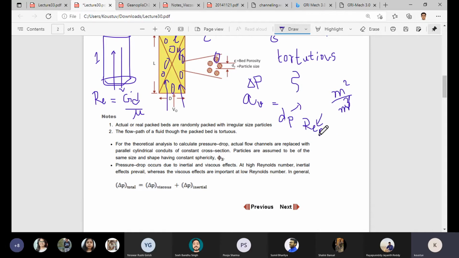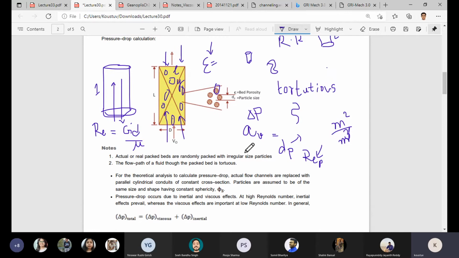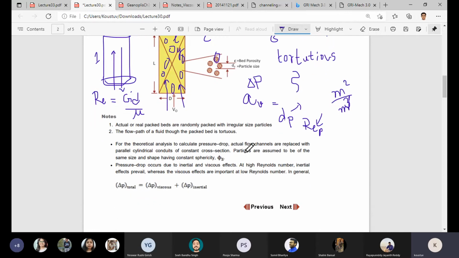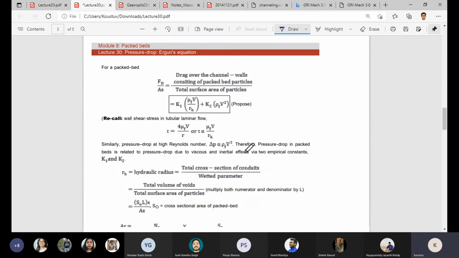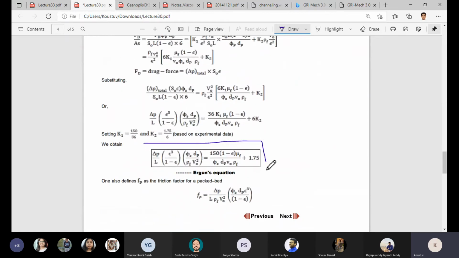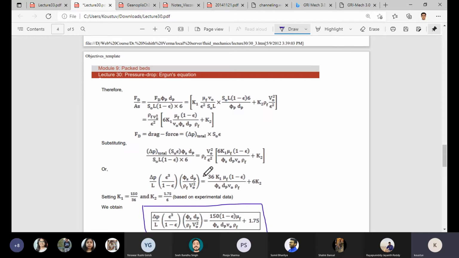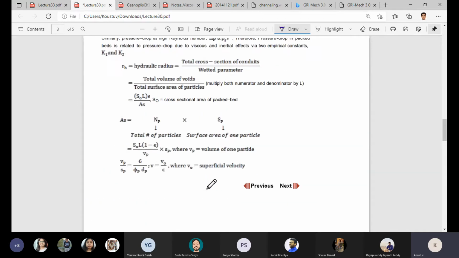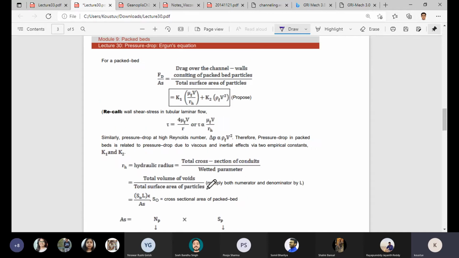So these are the noticeable differences we often see in packed bed operations. Now, before coming to this kind of big expression which we often see, we call it the Ergun equation. There are many terms; I will tell you which term means what. But before that, let us try to understand how this equation is coming, at least through some general idea.